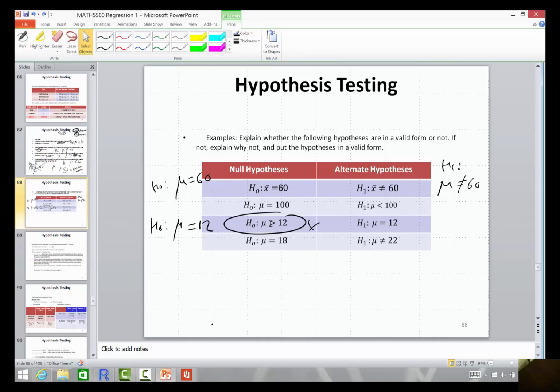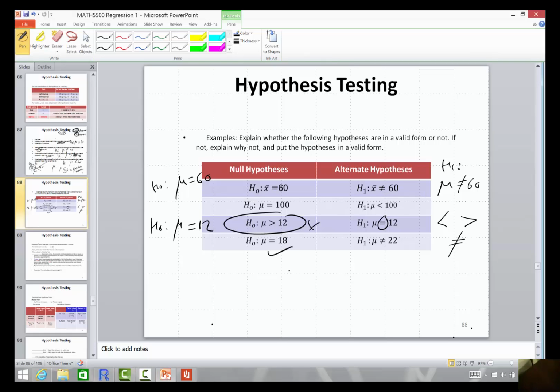Remember, the null hypothesis cannot have this sign. There should be an equal to sign, not this greater sign. This should be the equality sign. And the alternate hypothesis, it can never be equal to. It should be either less than or greater than, or not equal to, but equal to does not work here. Okay, that's how it is.